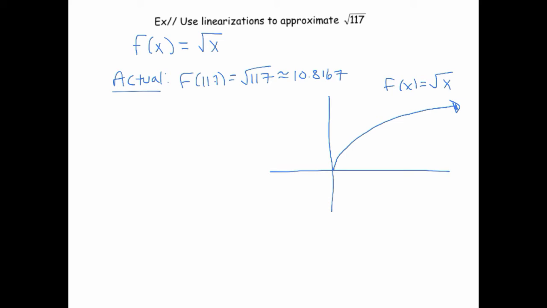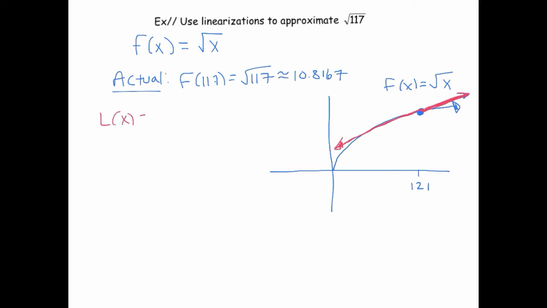Now, in order for this to work, I want to find a square which is close to 117, but whose value I know. And I would think that 121 is probably the closest one that you can find. So 121, we know the square root of that is 11. I'm going to construct my tangent line to be there. And so then what I'm going to do is I'm going to make my tangent line, and then I'm going to plug in 117 into it and see how good a job it does.